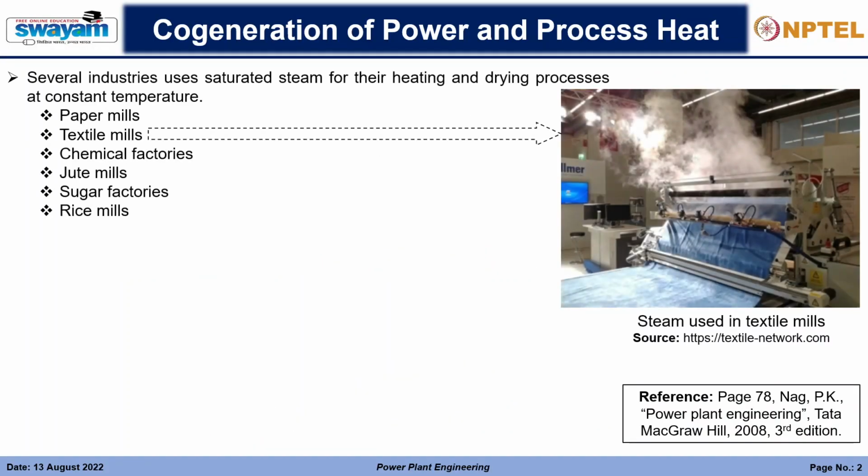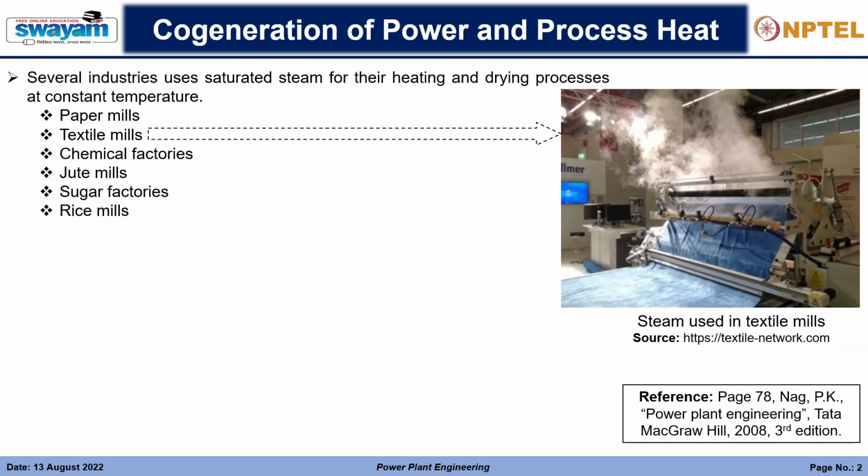So let me tell you about what is cogeneration of power and process heat. This is a separate arrangement of a Rankine cycle. In the Rankine cycle we primarily focused on generating the power, right? But we did not look at what will be happening at the condenser section. In the condenser section we are releasing a lot of heat, right? But why can't we utilize it?